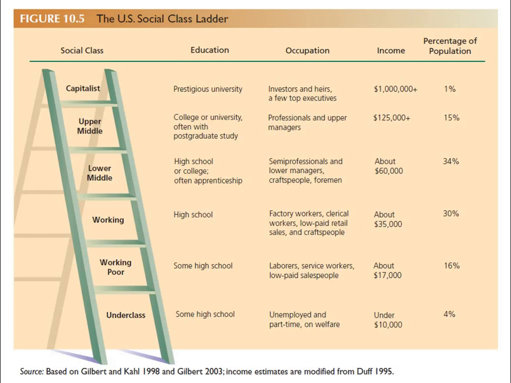And what's interesting about this is if the United States was comprised of 100 people, only one person would be a capitalist. Only 15 people would be upper middle class. That means that the rest of us, the 84 of us that remain, would be lower middle class or lower. So that is a little portrait of social class in the United States.